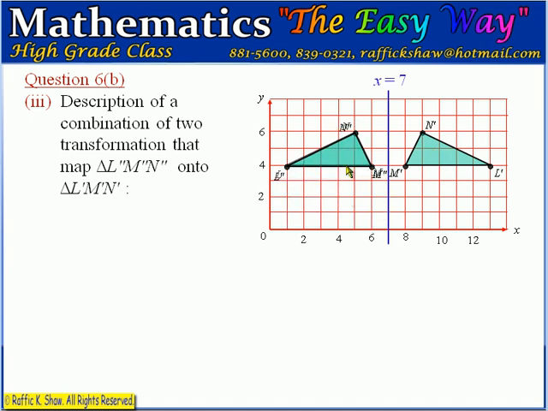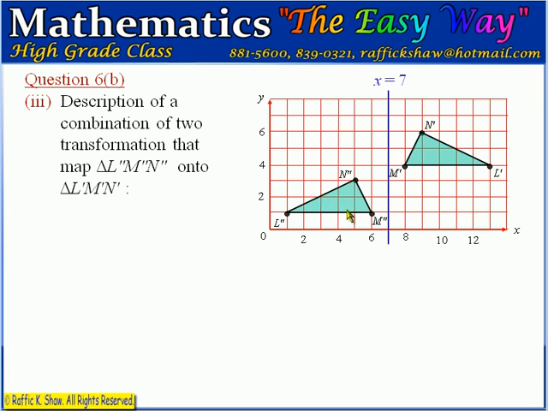Let's animate and show those transformations. We could do a translation 3 units upwards to here, and then a reflection over the line x equals 7. That's our first option. And notice that the translation was parallel to this mirror line. So a translation parallel to the mirror line 3 units upwards followed by a reflection in the mirror line x equals 7.